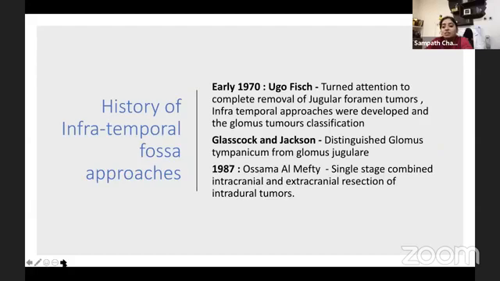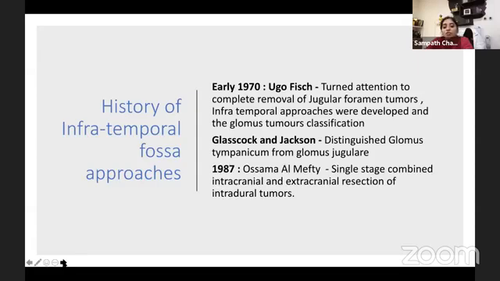So all three things he included in this. He paid attention to the complete removal of the jugular foramina tumors, and he classified the glomus tumors into different classifications, as they occupy different anatomical regions. According to that, he introduced the infratemporal approaches, types A, B, and C, which I'll be dealing with in the further slides.